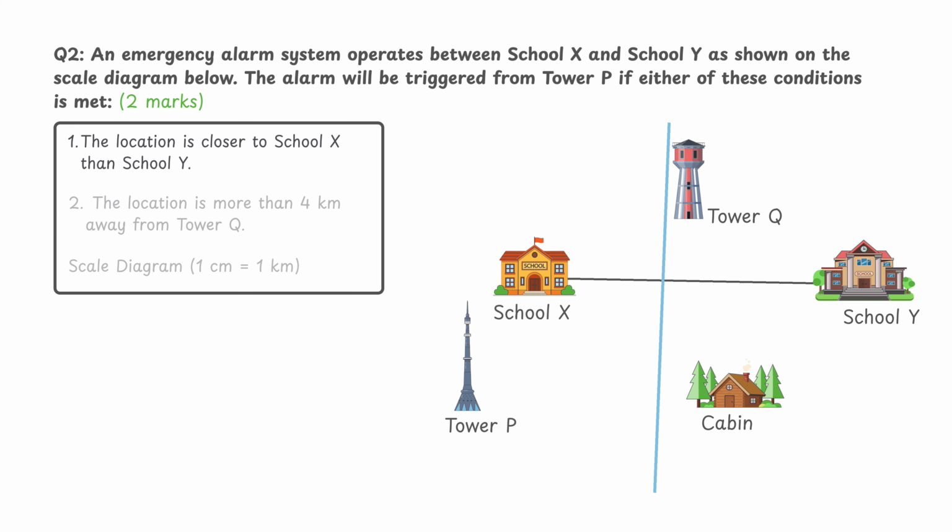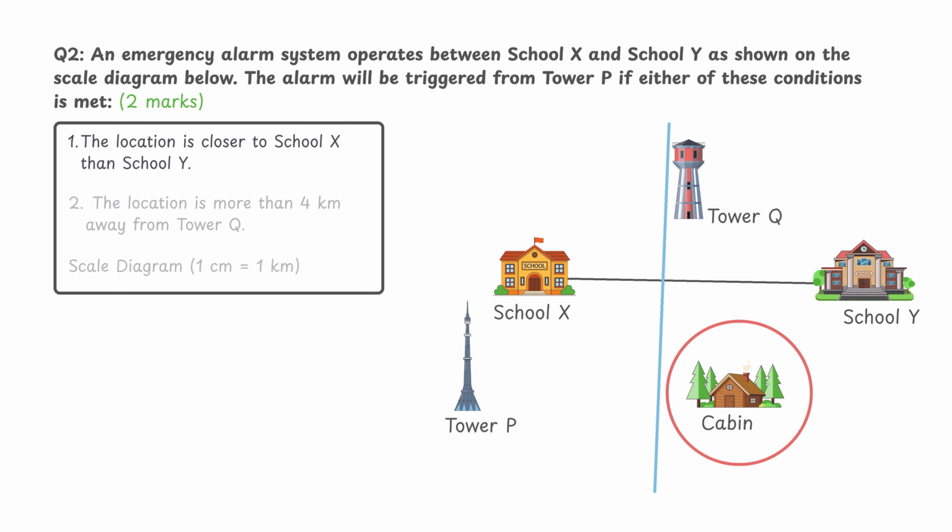Here's why this line is important. Every point on this line is exactly the same distance from school X and school Y, so this line acts as a boundary. On one side of the line, all points are closer to school X. On the other side, all points are closer to school Y.